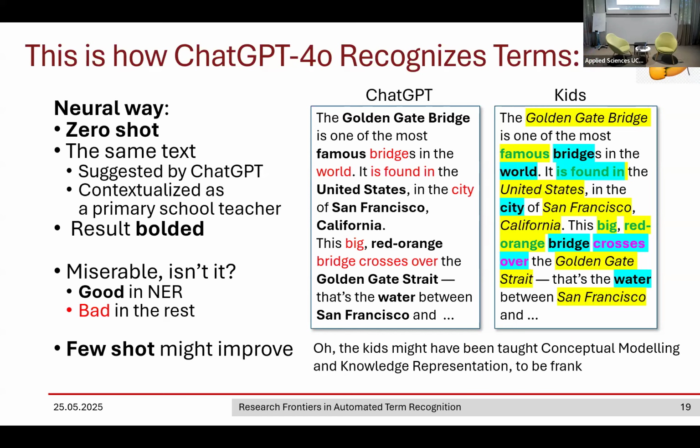I have to, just to be fair, I have to recall that kids might have been taught conceptual modeling and knowledge representation to create their mind maps and to analyze the intrinsic tacit formalities in the natural language text. This is quite a skill. And of course, kids are not taught how to do that. Students are taught.